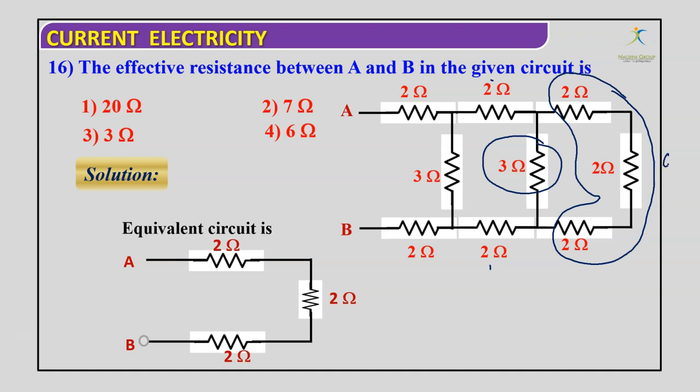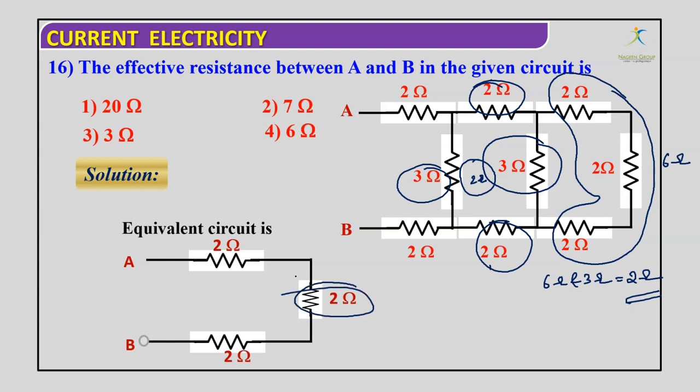If we take this, 6 ohm and 3 ohm become parallel, so this will be 2 ohm. That means here after solution we will get 2 ohm. So 2 ohm, again 2 ohm and 2 ohm, so this will become 6 ohm, and again 6 ohm and 3 ohm we will get 2 ohm. So that value we will receive over there.